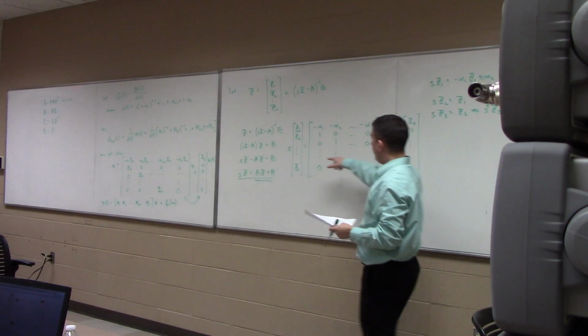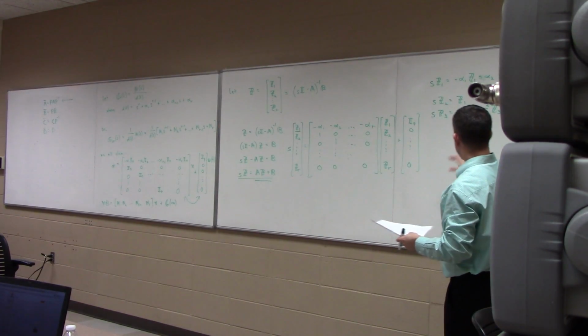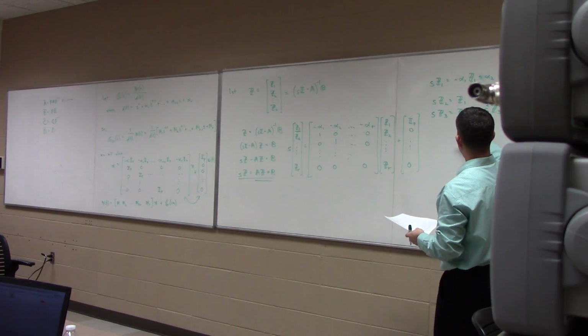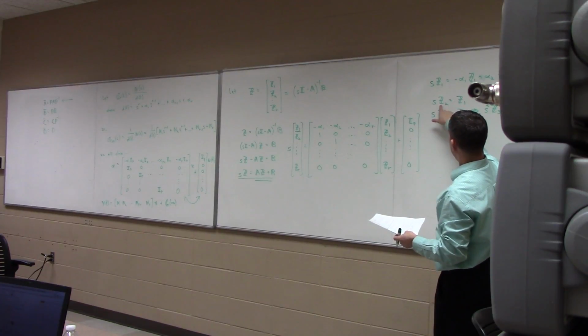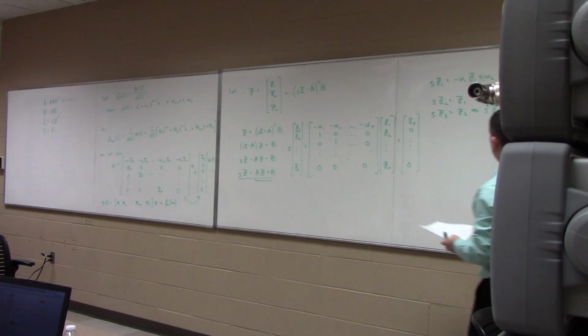Here I got s times z2 is equal to z1. Everybody see that? This is from the second row. s times z2 is equal to z1, and then there's a 0. If I go down to the third line, I want to get s times z3 is going to equal z2, because this thing's all diagonal. And so if I solve for z2, I get z1 over s, and I get that.